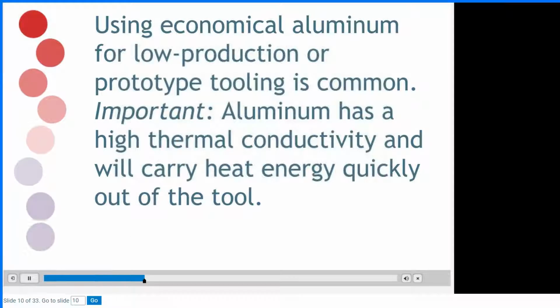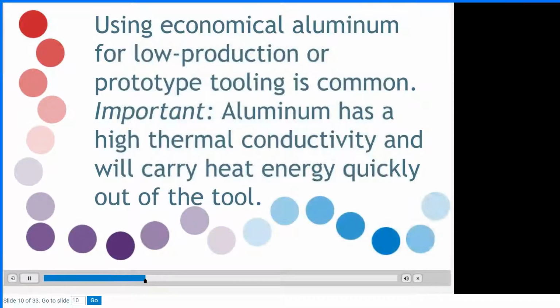It is a general industry-wide practice to use aluminum for low production or prototype tooling because of cost. But aluminum also has a high thermal conductivity and will therefore carry heat energy quickly out of the tool. Now think about it. You have a new part design you have to bring to market. You are making prototypes. The prototypes are in an aluminum tool, and everything goes well. And you say, okay, now let's start up production.